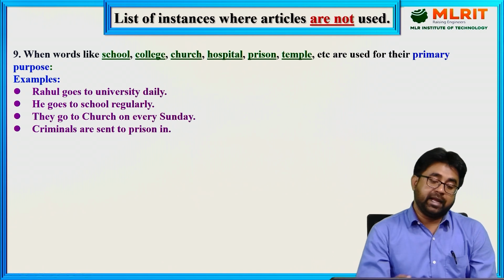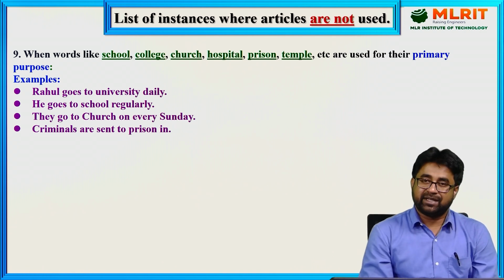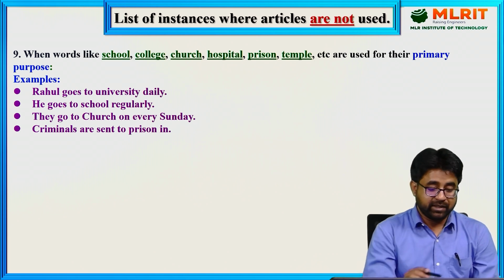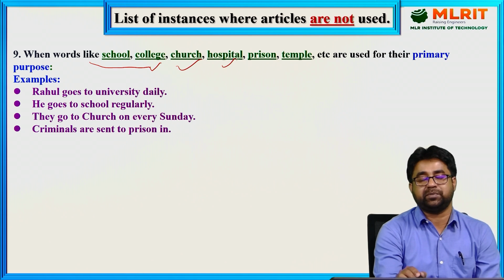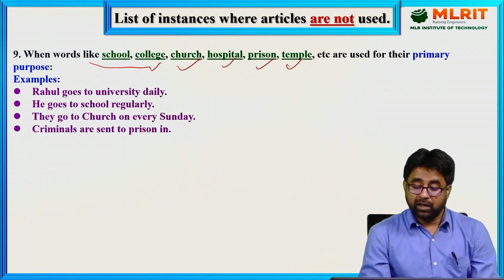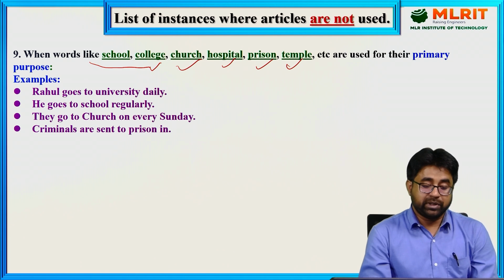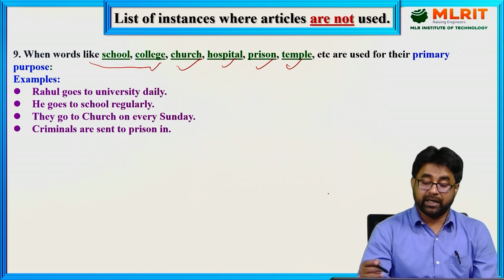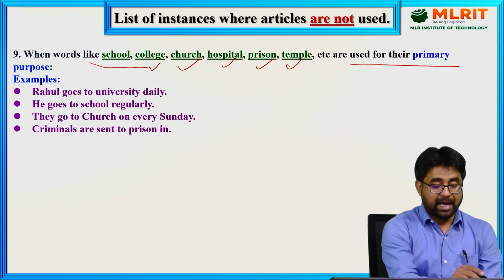When words like, now this is a very interesting thing and it demands a little extra attention compared to the previous list of instances. We can see when we deal with words like school, college, church, hospital, prison, temple, etc., whether we are supposed to use an article before them or not will depend on in which sense or in which context they are being used. Now here is the answer actually.